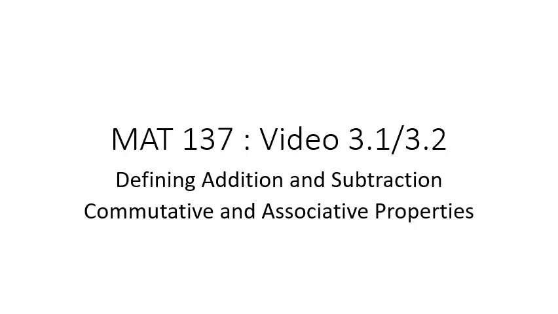Section 3.2 is on the part about commutative and associative properties. So when we get to that point, I'll let you know, in case you want to cross-reference the video with the book, so you'll know where to look. But we'll start in 3.1, and then I'll let you know when we get to 3.2. So let's get started.